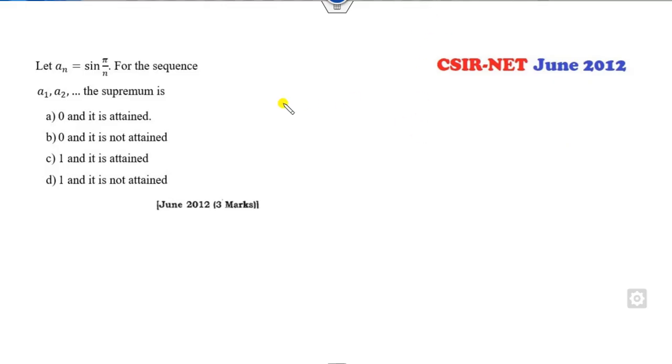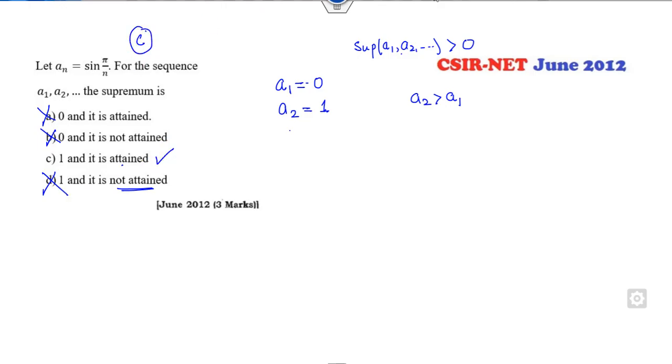Now look at the first question. For the sequence a_n, we can find a1, sine of pi, sine pi is 0, a2, sine of pi by 2, 1. So definitely you can see a2 is greater than a1. If you find the supremum of a1, a2 and so on, definitely it will be greater than 0. So 0 will not be the answer. Now whether the 1 is attainable or not, clearly a2 is 1, so the supremum is attainable and it is not the right answer. C is my right answer.